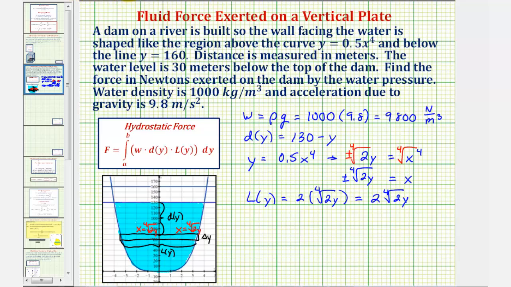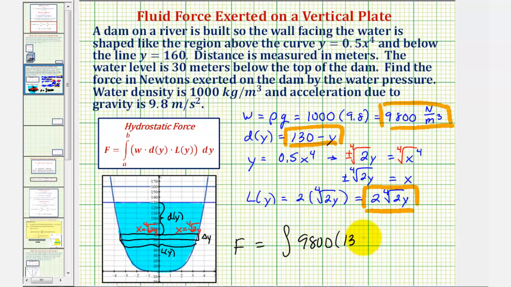So now that we have the weight density, we have d of y, and we have L of y, we can now find the total force applied to the dam. The total force F is equal to the integral of 9,800 times d of y, 130 minus y, times L of y, which is 2 times the fourth root of 2y, integrated with respect to y from the bottom to the top of the water, or from 0 to 130. Now let's evaluate this on the next slide.